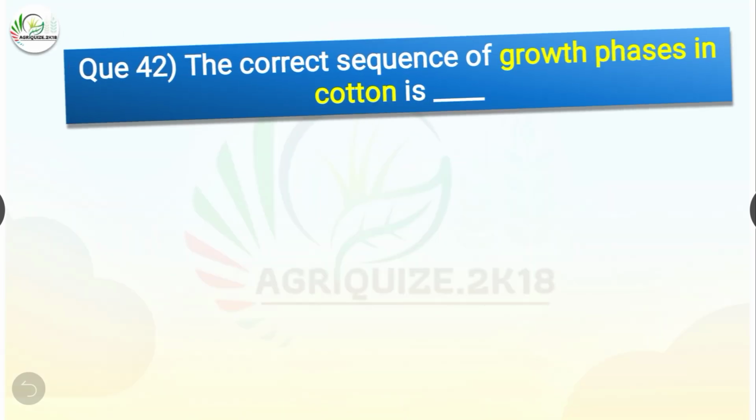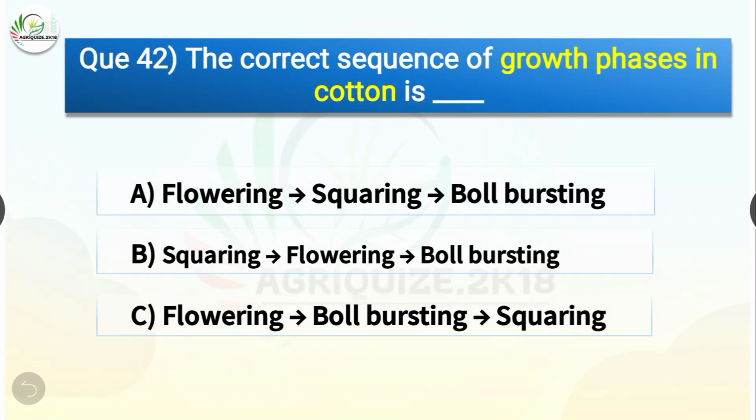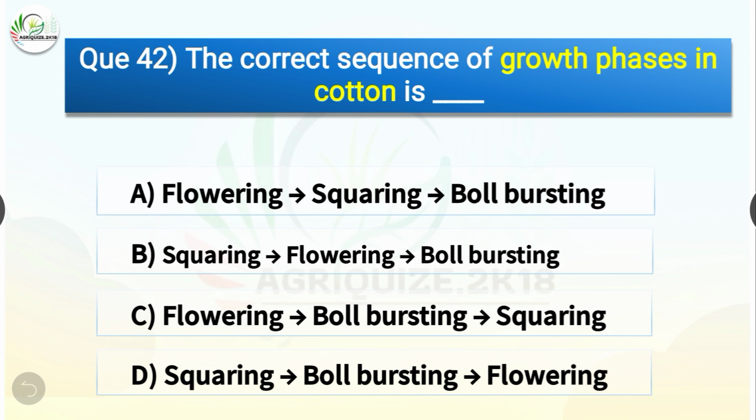Question number 42. The correct sequence of growth phases in cotton is, the options are flowering, squaring, boll bursting; squaring, flowering, boll bursting; flowering, boll bursting, squaring; or squaring, boll bursting, flowering. The correct answer is option B, squaring, flowering, boll bursting. So the correct sequence of growth phases in cotton is squaring, flowering, boll bursting.